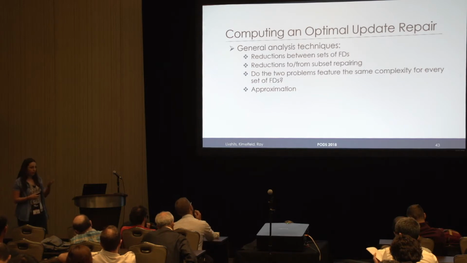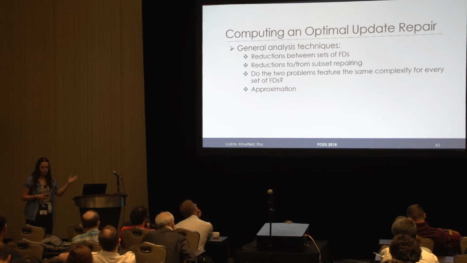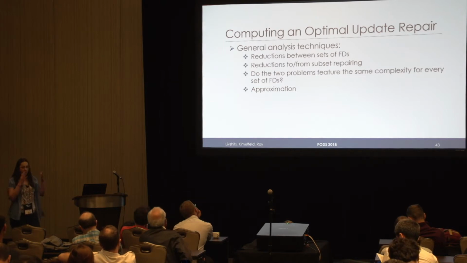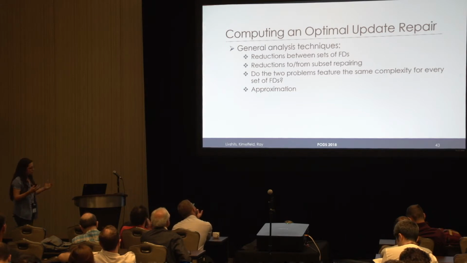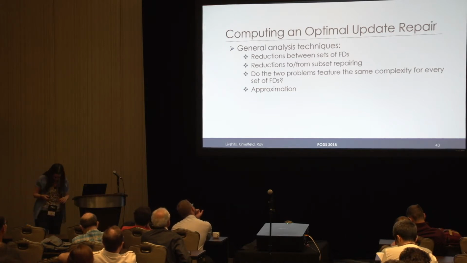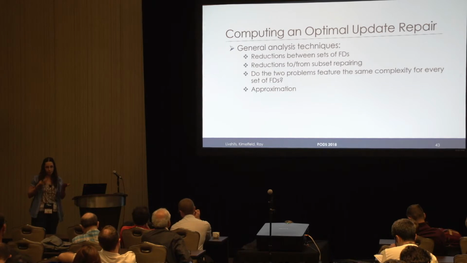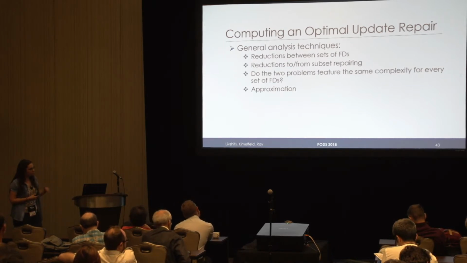Which means that we can find a set of functional dependencies for which finding an optimal subset repair is easy, but finding an optimal update repair is hard. And we can also find another set of functional dependencies for which finding an optimal subset repair is hard, but finding an optimal update repair is easy. Okay, and finally, we'll also talk about approximation. So there are still many open problems for update repairs. First of all, because we do not have a full classification of the complexity like we have for subset repairs.